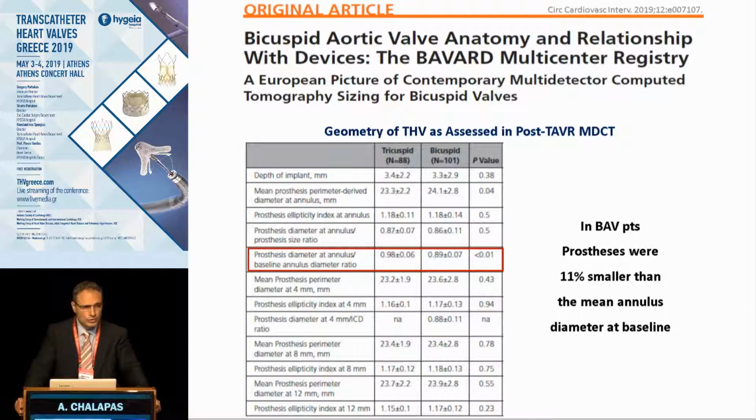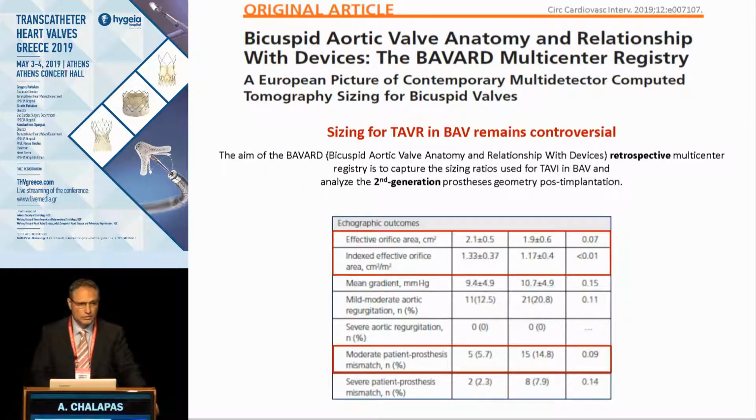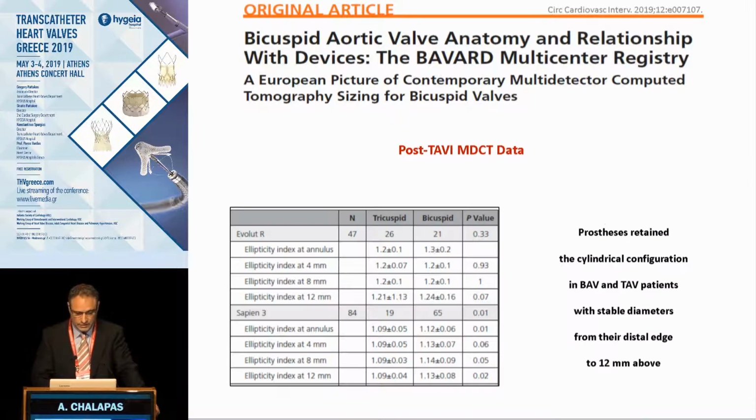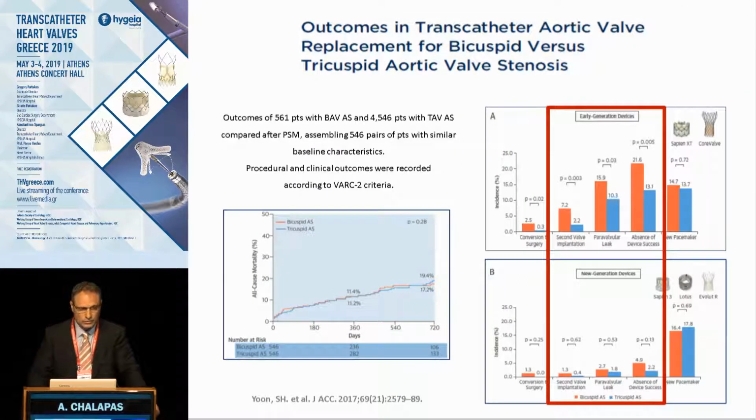According to data coming post-TAVI, using the CT analysis, we see that the prostheses we use in this type of population were almost 10% smaller than the mean annulus diameter at baseline. Echocardiographic data have shown that the effective orifice area is smaller in the bicuspid population, and there is a high risk of PPM in such a population. However, interestingly, the new generation valves retain the cylindrical configuration in this type of population, and that reflects in better results with fewer complications and less need of a second valve.